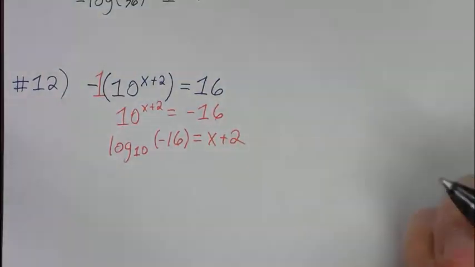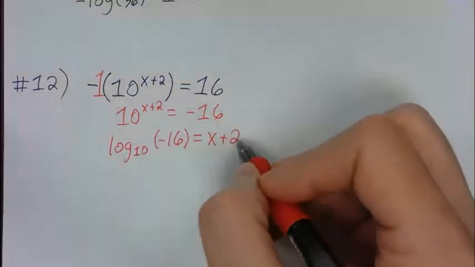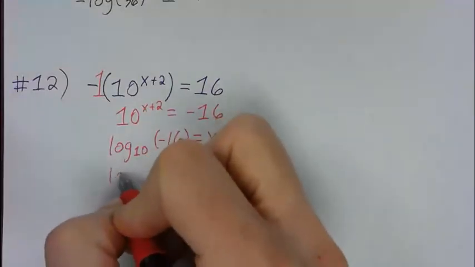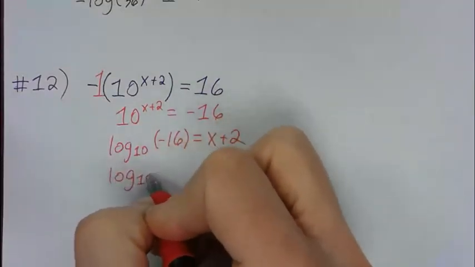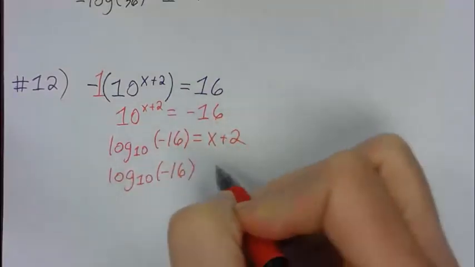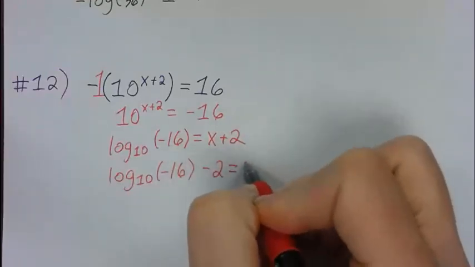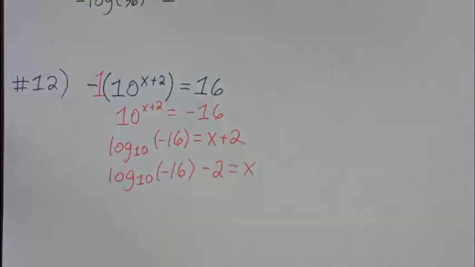Now I can put the 2 to the left side by subtracting 2 from both sides. And that would give me the log base 10 of negative 16 minus 2 equal to x. And if I put all of that into my calculator, log of negative 16 minus 2, it gives us a non-real answer.